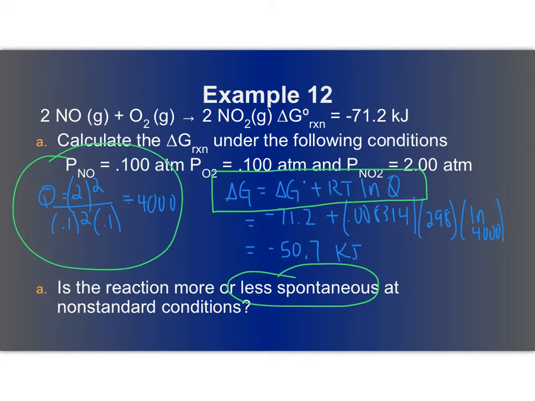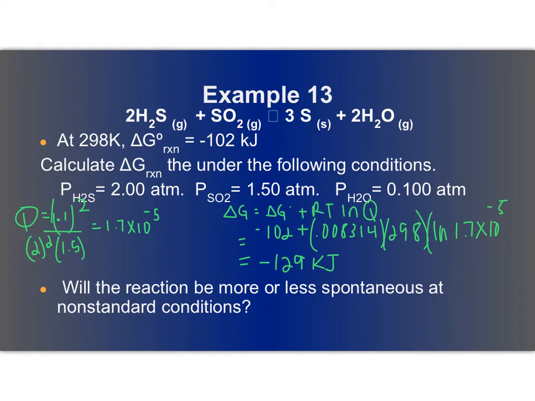We can also look at this in regards to Le Chatelier. We know that the product concentration is increasing, the reactant concentrations are decreasing. That means that Q will be greater than K, so the reaction will shift to the left in order to meet K, which means that the reaction is reactant favored, and thus it will be less spontaneous in the forward direction.